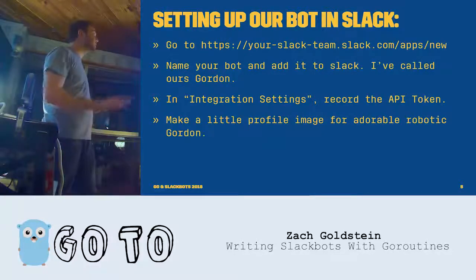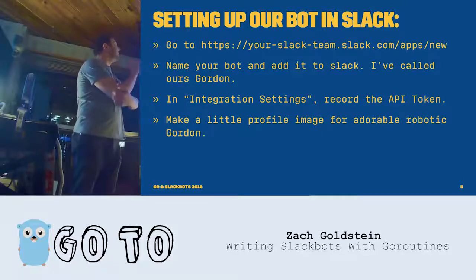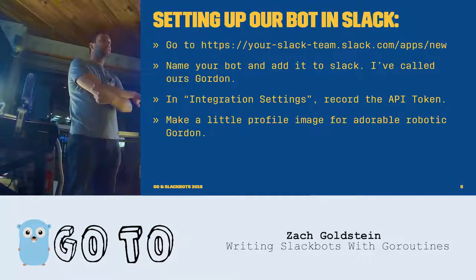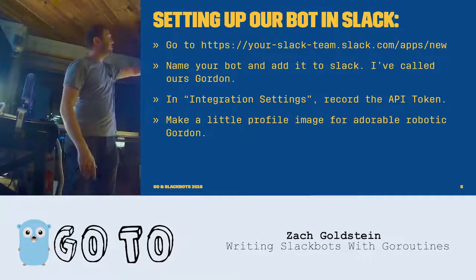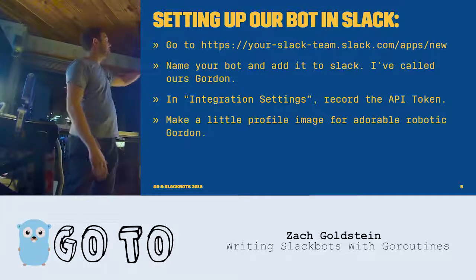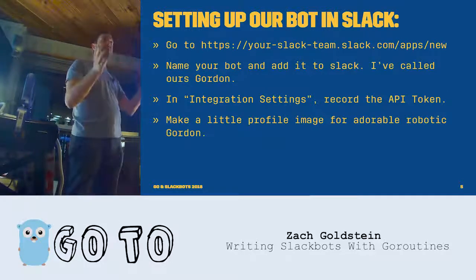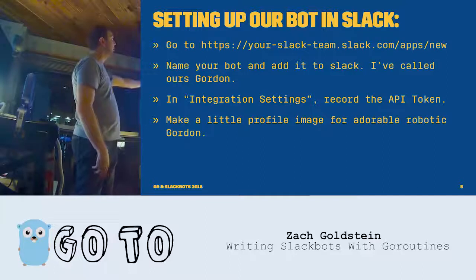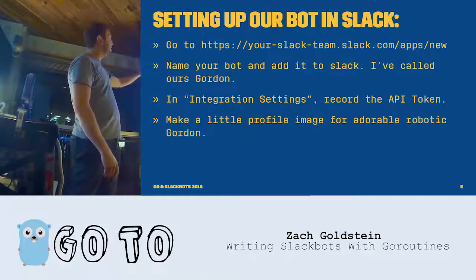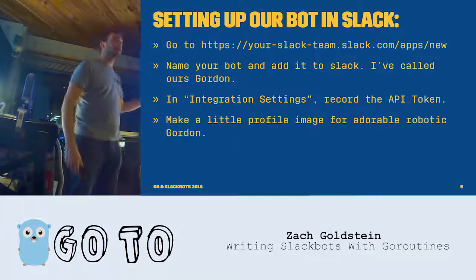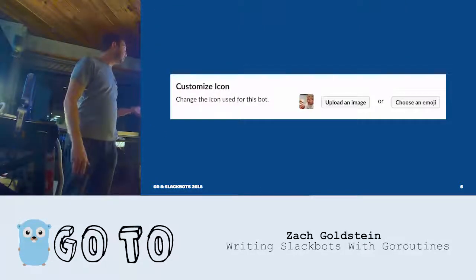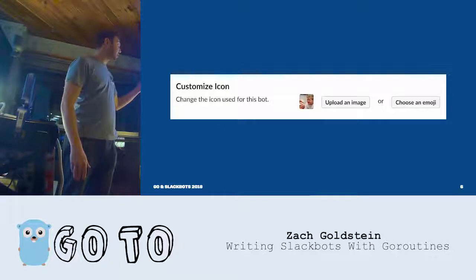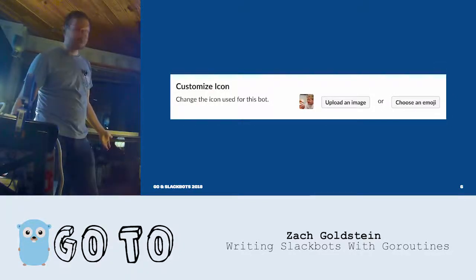So yeah, what's the first step? The first step is you're going to go into Slack and set up an integration. From that, you're going to get an API token. So you'll go to your Slack team /app/new, and you go to a page where you can create your bot. You give it a name, you get the API token, and you can add a little profile image. That's what it looked like for the Slack bot that I had. So that's pretty simple, right?